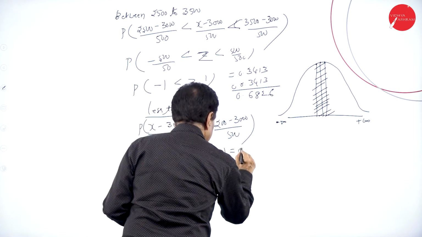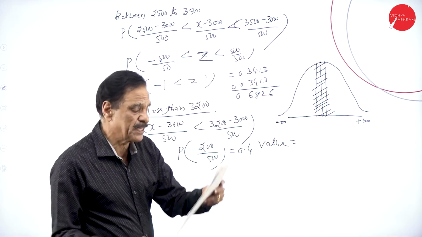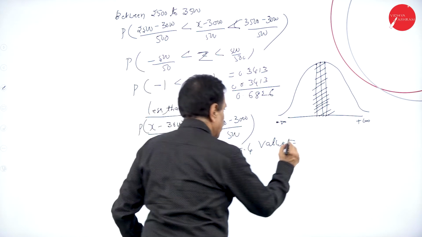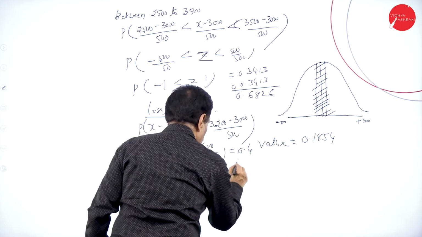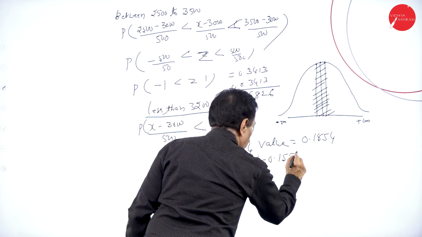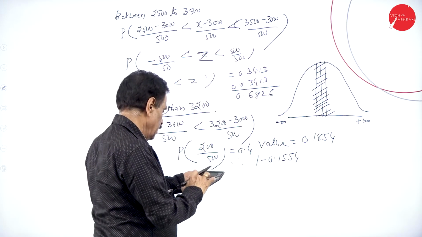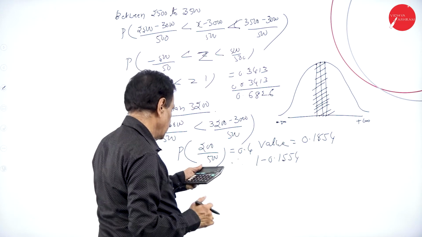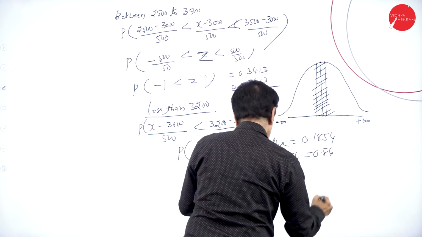0.4. Value as per the table: 0.4 is 0.1554. Therefore, 1 minus 0.1554 is 0.8446.